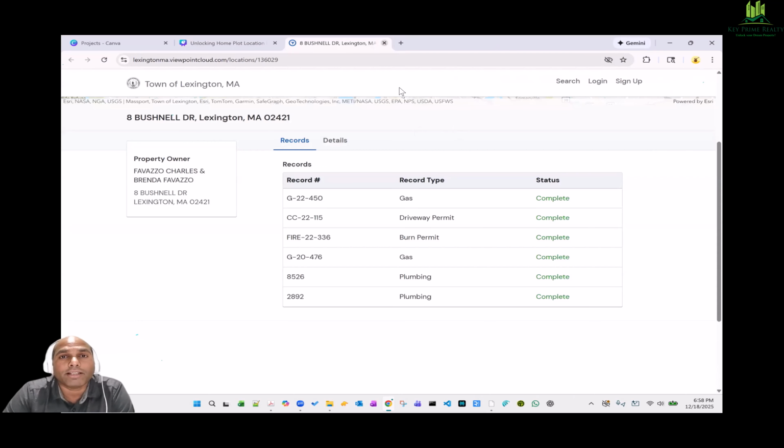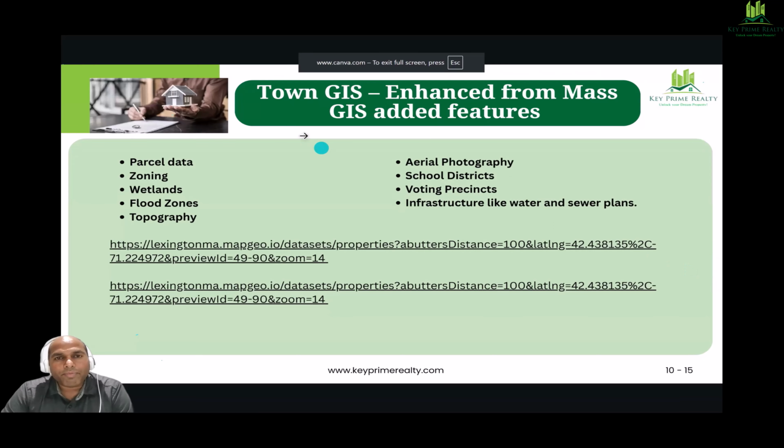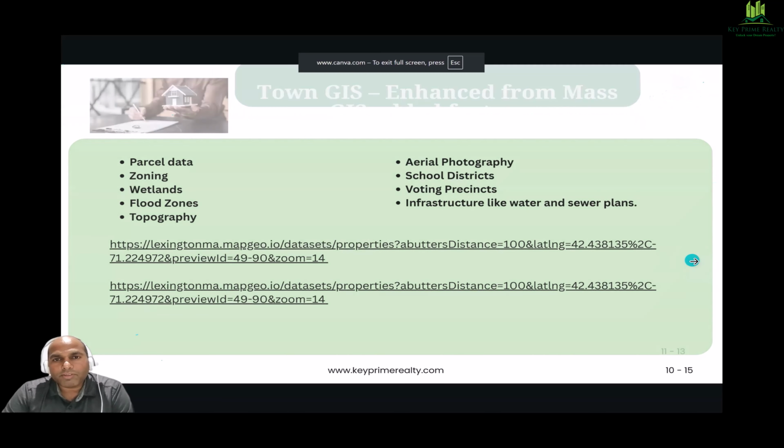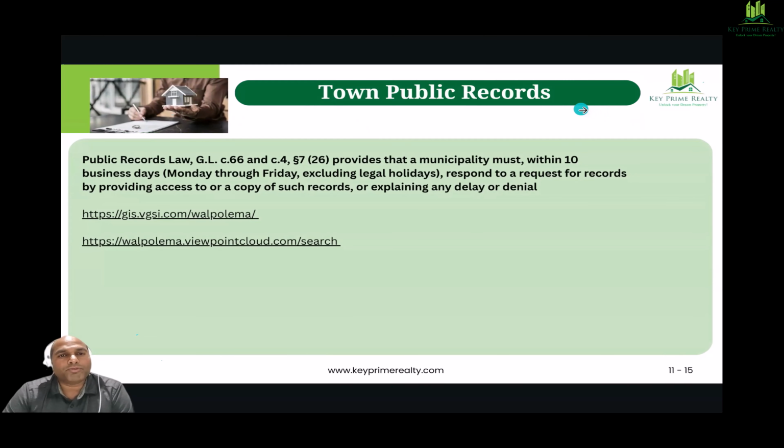Okay, it's nearing 7 o'clock. We'll quickly brush through the rest of the topics. Town GIS maps we have seen. Town public records, I think we've already gone through the public records, the building records, through the Lexington GIS map. When you click the permit records, I think you went to the town records.